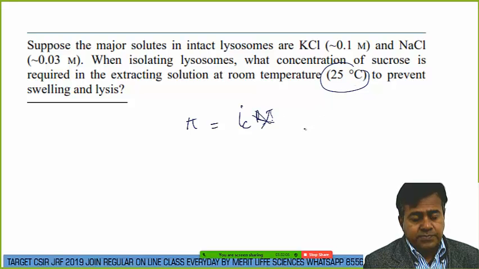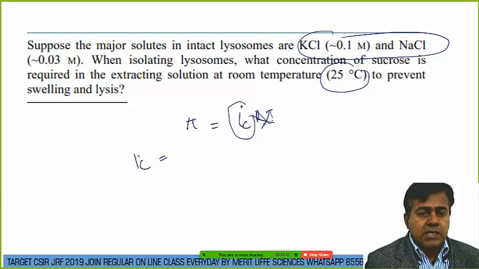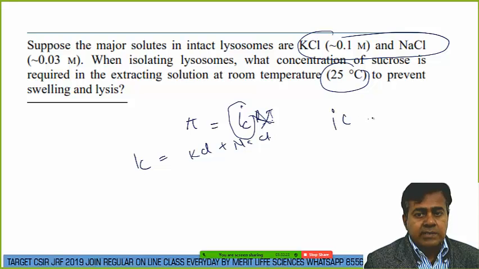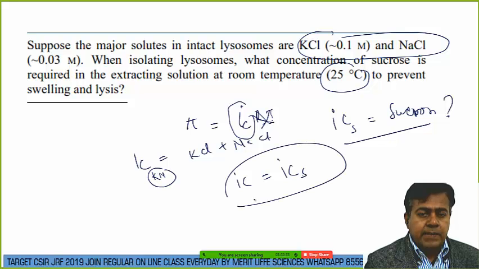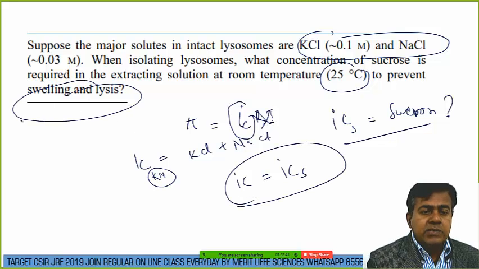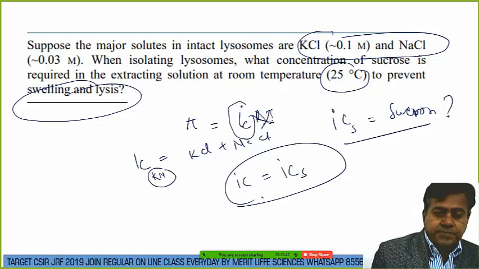Then what are they asking? What should be the iC? The iC of the combined KCl plus NaCl, and they are asking the iC of sucrose. Am I right? If both iC are equal, iC of KN and iC of S, then only this lysosome is not going to swell or lyse. Am I right or not? Do you agree with this analysis?